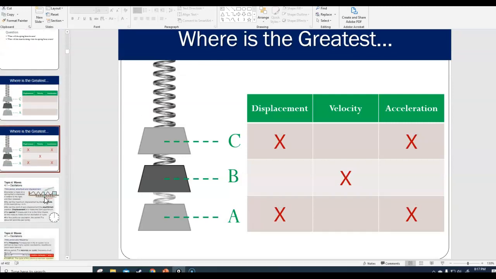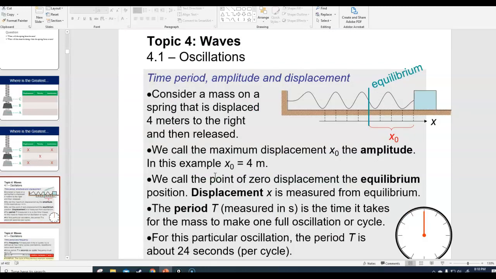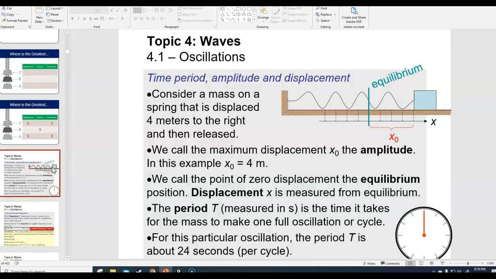Now before we get too deep into looking at what the graphs for simple harmonic motion look like, I do want you to take some notes over some vocabulary terms. I'm just going to go through these slides really quickly. I want you to pause and add this to your notes.